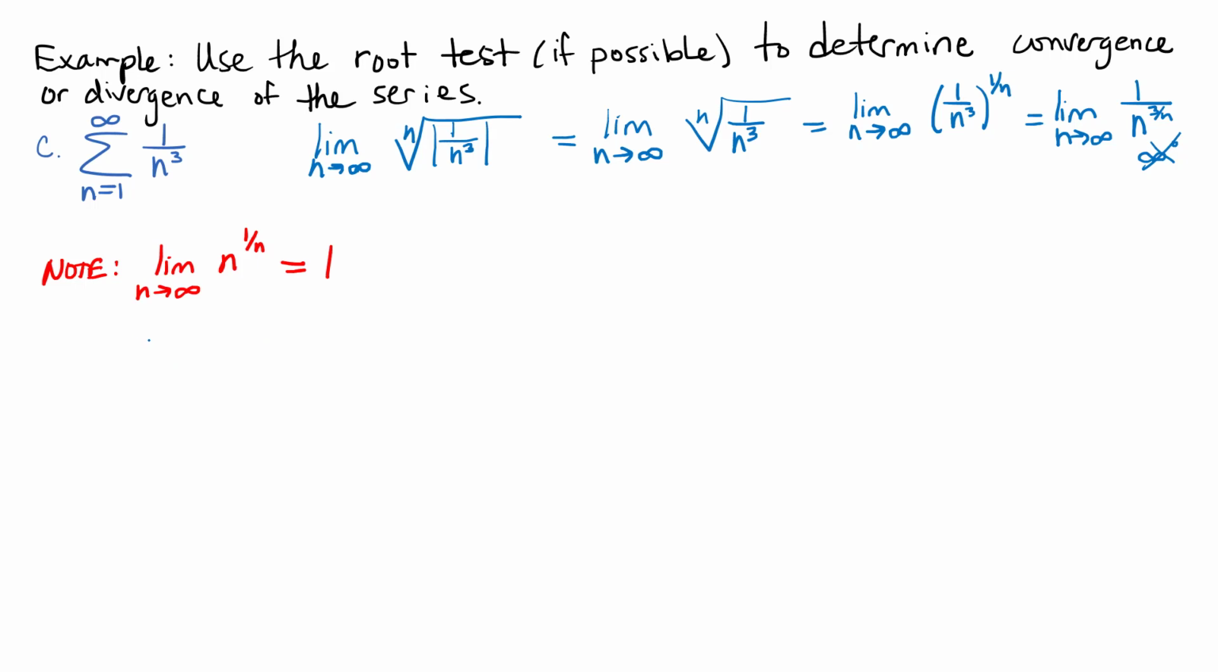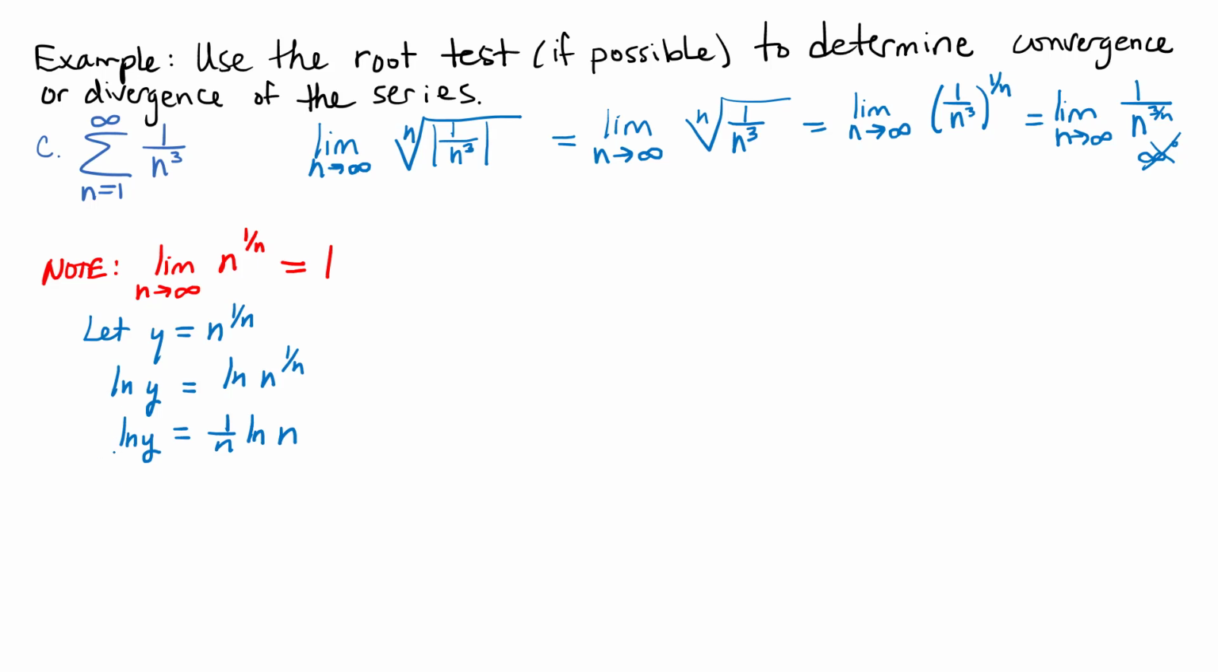We said, let y equal n to the 1 over n. Okay, so what I'm going to do is take the natural log of y. So that's going to be the natural log of n to the 1 over n. And that means that the natural log of y is 1 over n times the natural log of n.